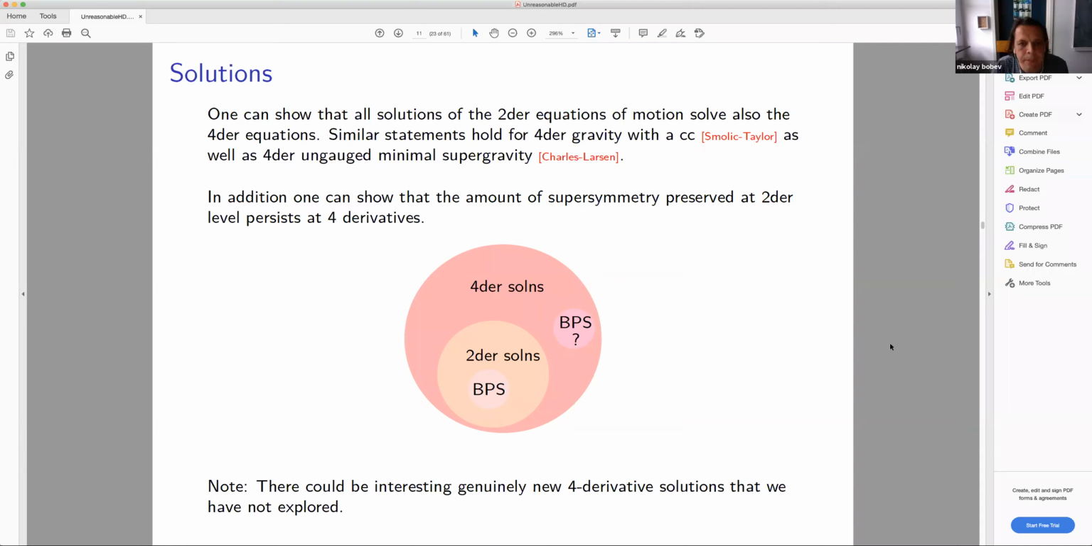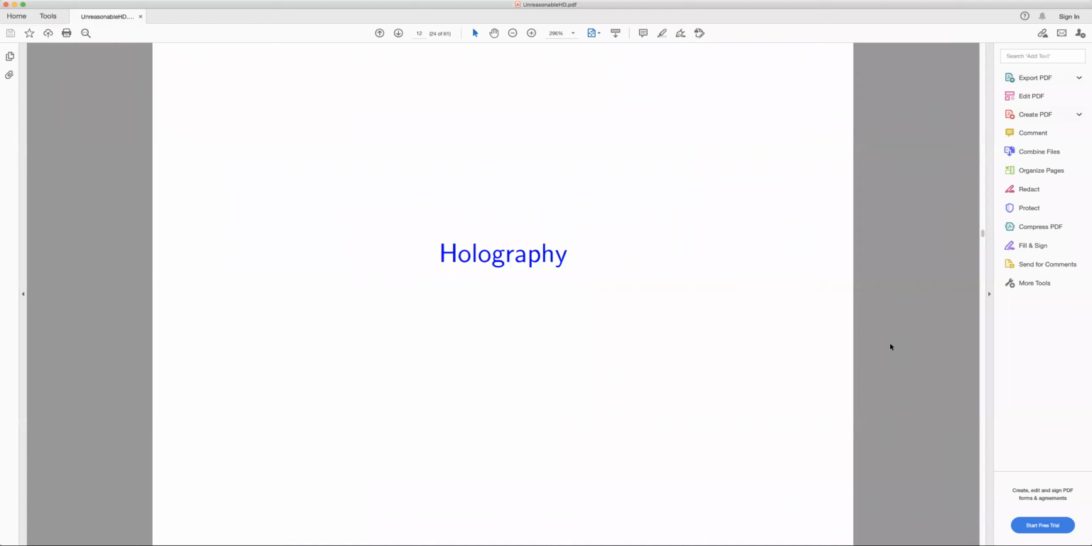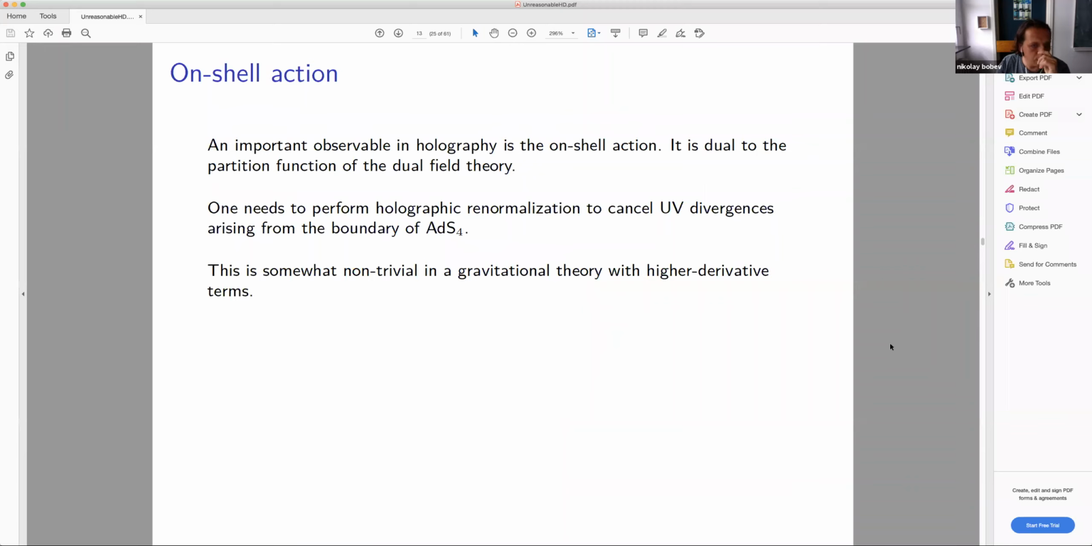Right. Okay. Good. So let's go a little bit into holography and see how all of this affects the story there. The logic here will be that I will focus for the next few slides on the on-shell action. I want some asymptotically AdS4 solutions of Einstein-Maxwell, and then I want to compute its on-shell action. The reason is that it's dual to the partition function, the path integral of the dual QFT, without any sources inserted.